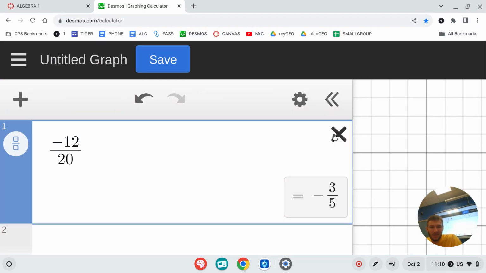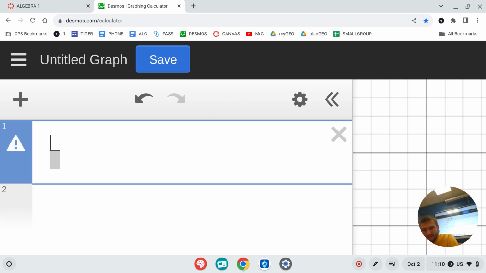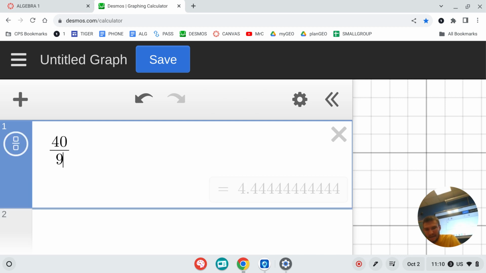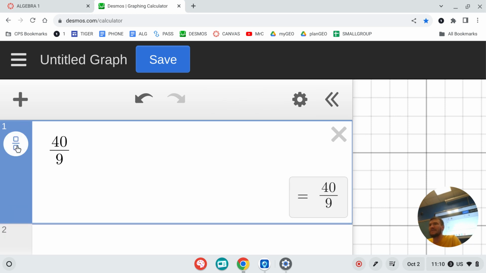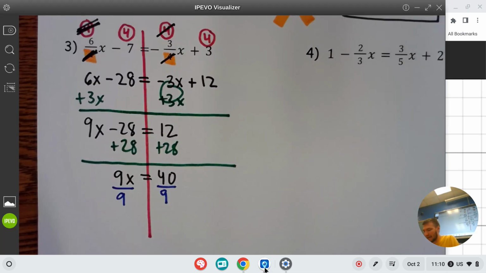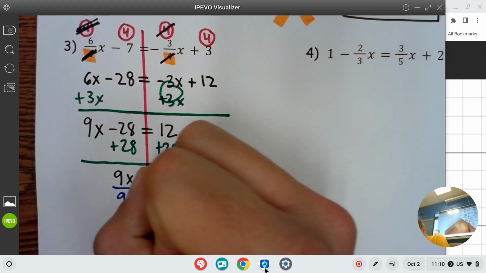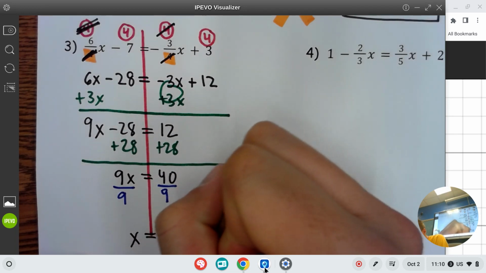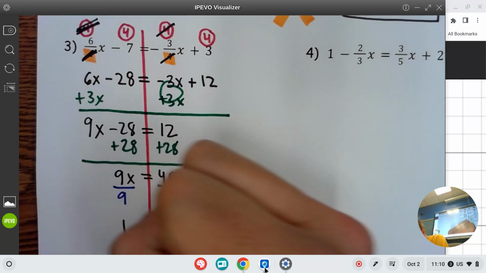Desmos. Fraction. 40 divided by 9. What do we get? A decimal. How do we turn this decimal to a fraction? Hit the button over here on Desmos, this button. And once you press that button, this is guaranteed to be the answer. No more thinking, no more sweating. You just go for it. 40 over 9. So, final answer, x equals 40 over 9.